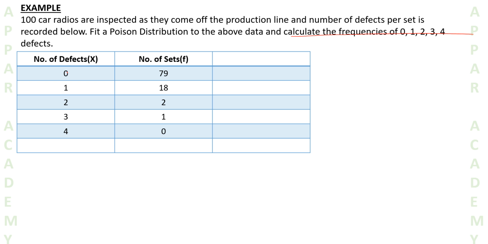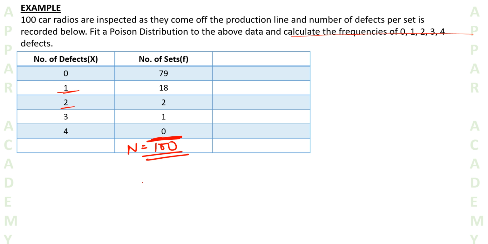Now we are given the number of defects: in 79 sets there are 0 defects, in 18 sets there is exactly 1 defect, there are exactly 2 defects in 2 sets, exactly 3 defects in 1 set, and exactly 4 defects in 0 sets. So there is no radio set which has exactly 4 defects. When we sum this up we get 100, because there are 100 car radios, so this becomes our n.